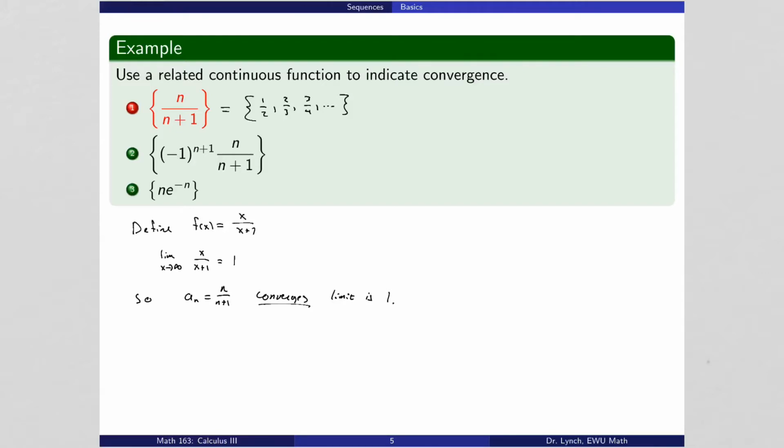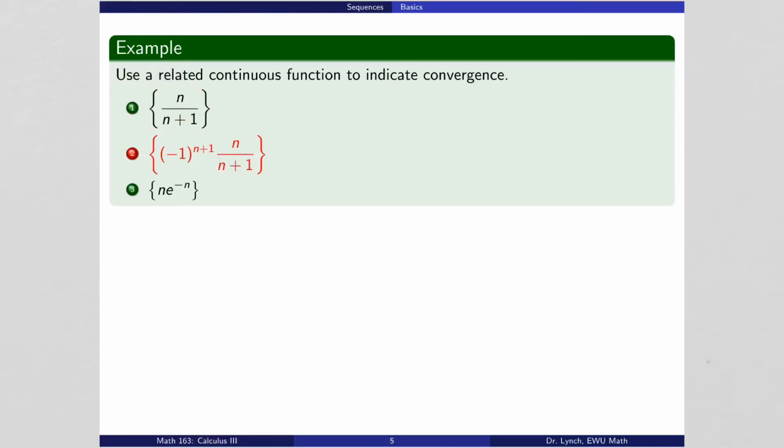Okay, it's similar but not quite so simple for this next example, in which we have the sign flopper out front times -1 to the n plus 1 times n over n plus 1. Okay, so just to get an idea of what's happening here, we'll go ahead and write out a few terms again. So it's going to be 1/2 and negative 2/3, 3/4, negative 5/6, and so on and so forth. Now, certainly we know what happens to part of this sequence, right? We know that n over n plus 1 goes to 1 as n goes to infinity.